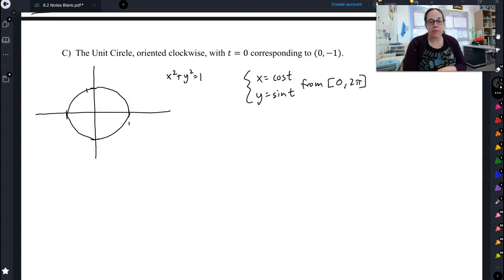In this last problem, we have a lot going on. So let's go one step at a time. We have the unit circle. So here I've drawn our unit circle. I know the unit circle is centered at the origin with a radius of 1, which means that's the equation.